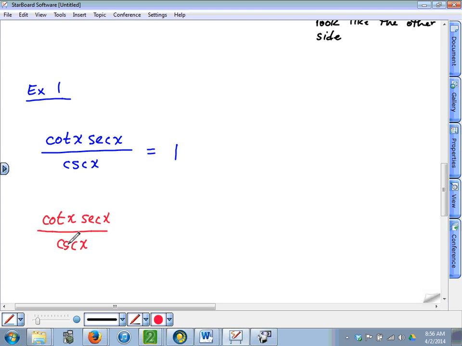So all we can do is use identities. We can't add things to both sides. We can't subtract or anything like that. We have to only use identities. So here we go. Use some identities. Now, do you see anything that's being squared? There's nothing that's being squared. So that excludes the Pythagorean identities. That really only means we can use the reciprocal or the ratio identities. What do you think?